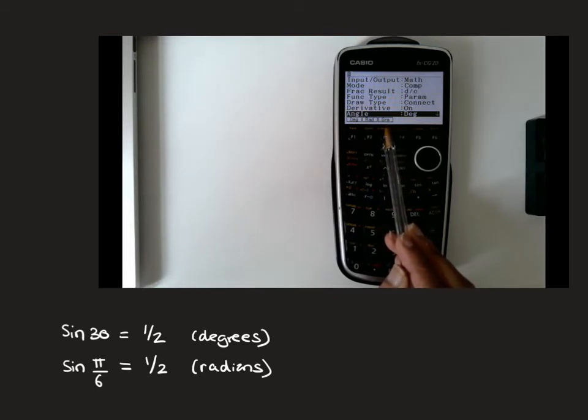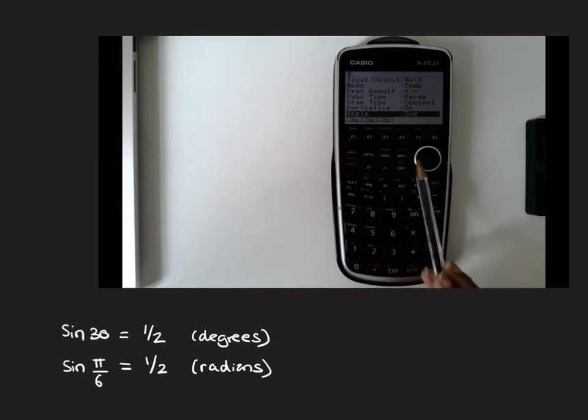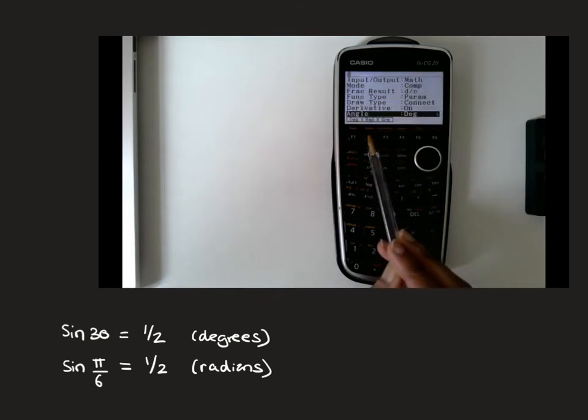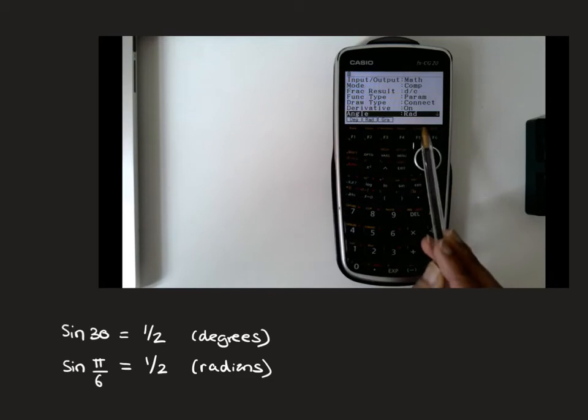It's quite interesting. The idea of a grade is that there are 100 grades in a right angle, so 400 grades in a circle overall, but we don't use that option at all, so don't click on that. What we want to do is to press F2, which takes us to radians, and you can see here the angle is immediately changed to radians, or rad.